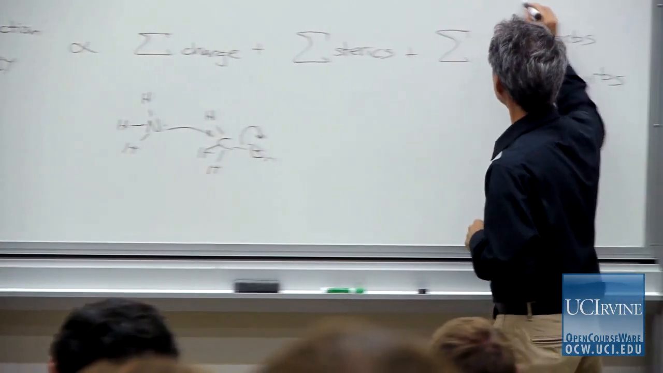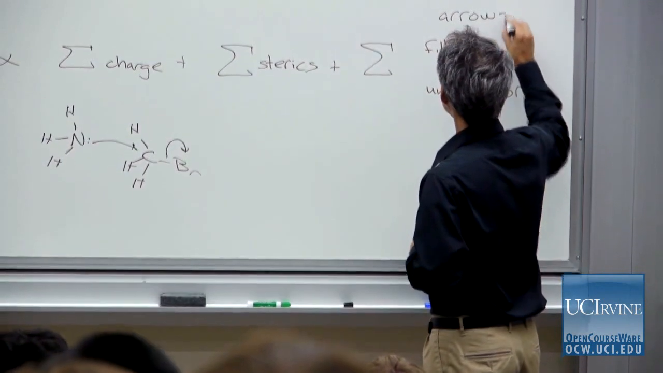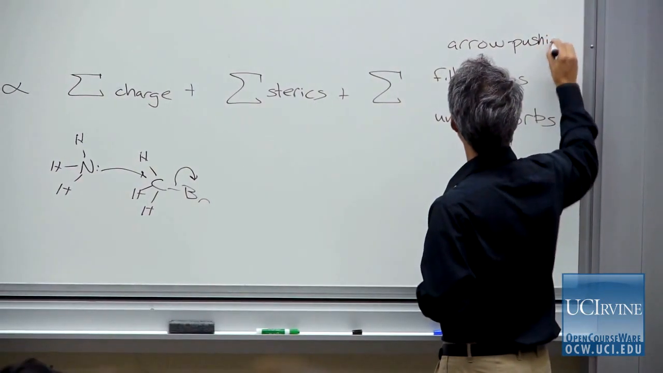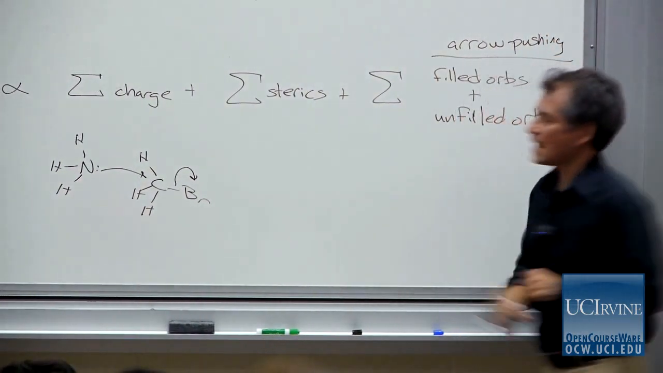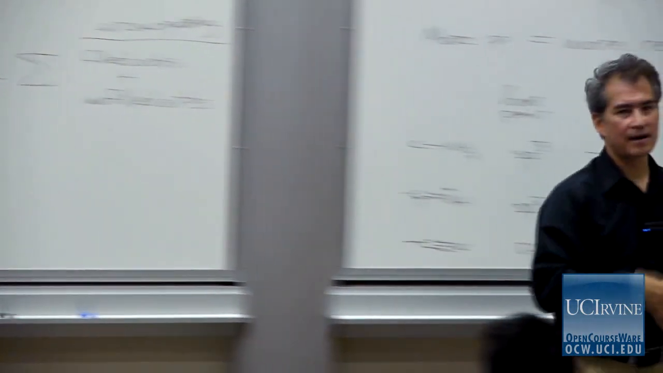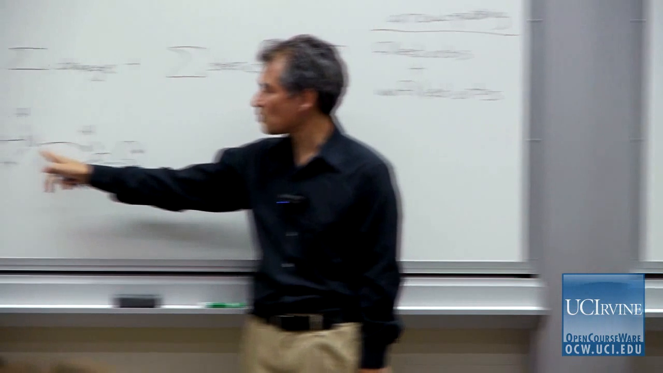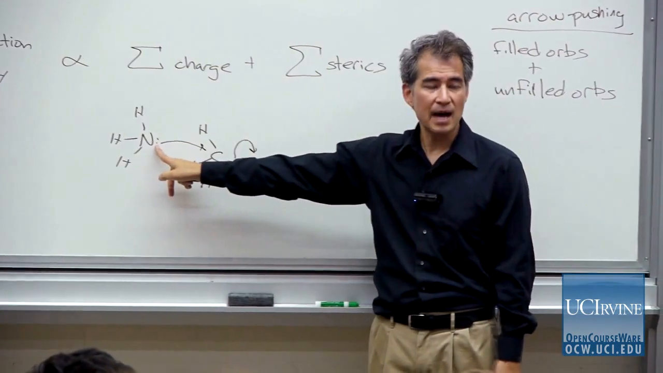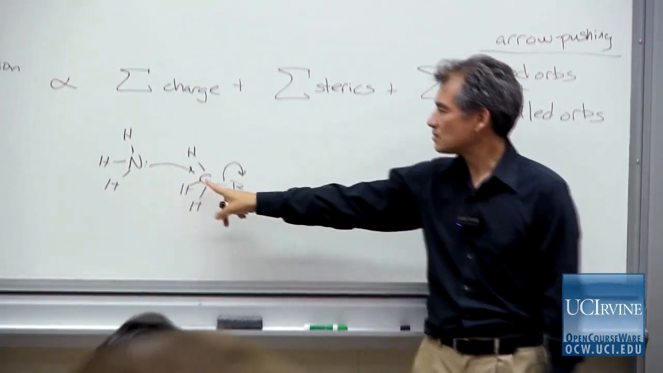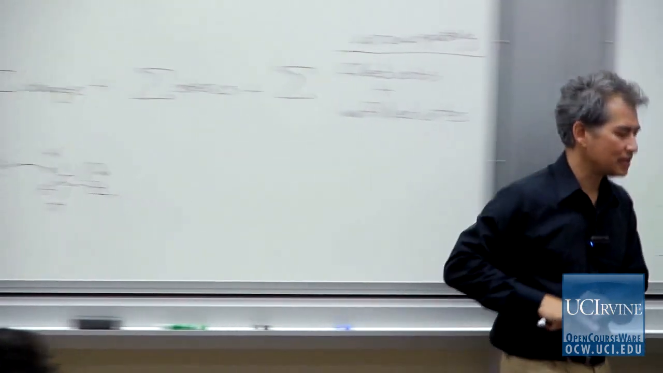And then finally, this is our arrow pushing. We agreed that lastly, arrow pushing wasn't going to represent sterics, it wasn't going to represent charge, it was going to represent the interaction of this filled orbital, this sp3 hybridized orbital on nitrogen, with some sort of an antibonding orbital that we usually don't draw.